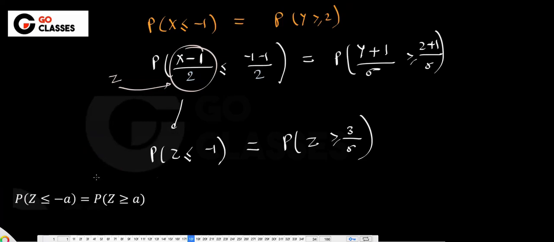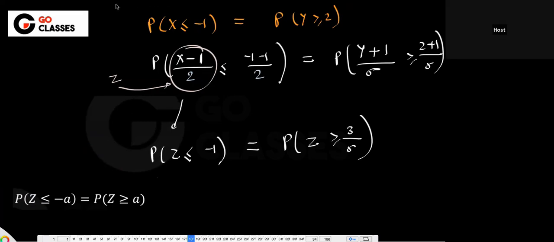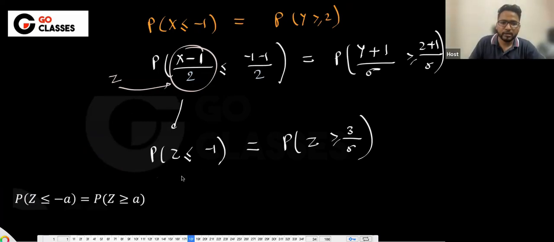How much are you getting? Okay, is this so hard to do? See, this is z less than or equal to minus 1 and z greater than or equal to this, right? So you can compare that. This is minus a and this should be a. So 3 upon sigma is a and this is minus a, which means the value of a is 1, which means sigma is 3.